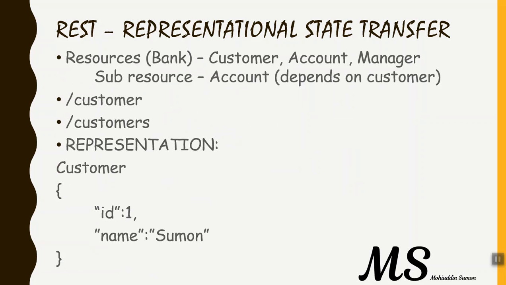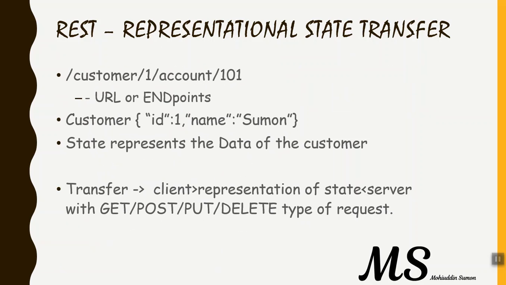So for this customer having ID 1, we can search for their account like this: slash URL, customers, ID, then account, slash customer account number. So this is the format of a URL or endpoint. What does it mean? It means that whenever I request this, the server will send me information about this particular customer who has ID 1. Okay, so this is the representation.